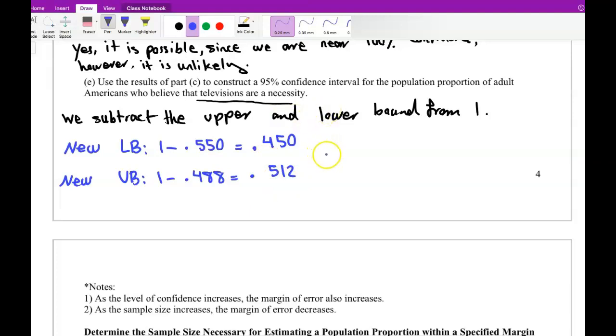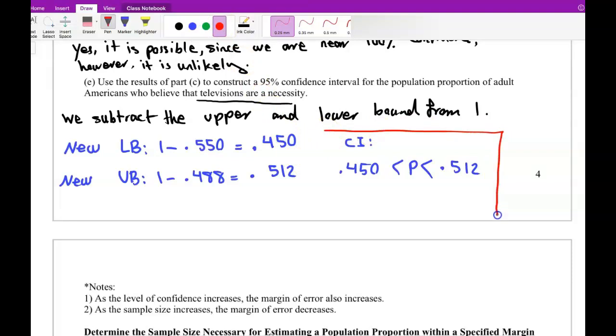So our new interval is, the population proportion is between 0.450 and 0.512. Or in other words, this one is our interval.